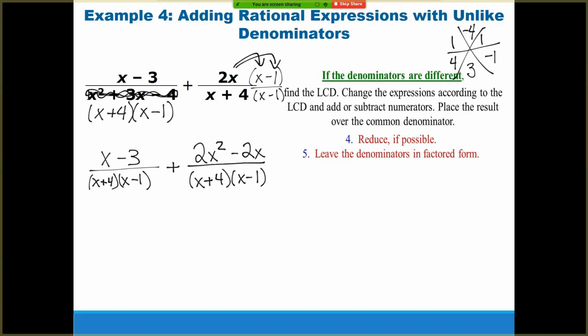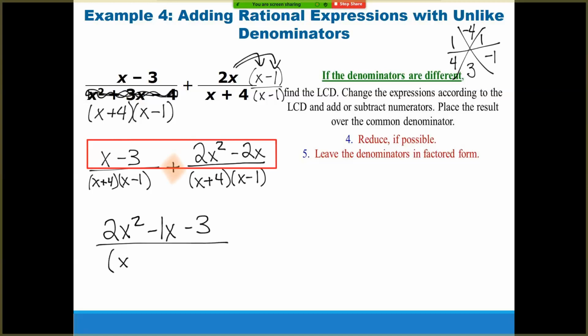Do you agree that we have a common denominator now? Your denominators are exactly the same in both fractions, which means we can just take these tops, and since it's addition here in the middle, we're going to add them together. When we write them down, we always want to start with the highest exponent. So when I write my first term, I want the 2x squared first. Then I'm going to take x minus 2x to get negative 1x, or just negative x, and then the minus 3. The denominator is still x plus 4 times x minus 1.